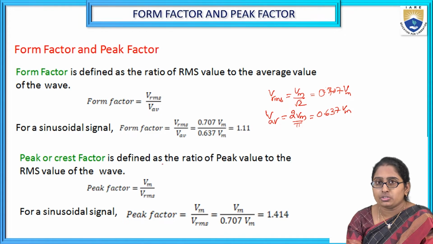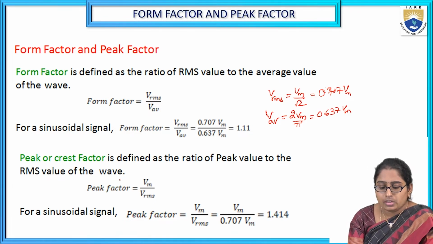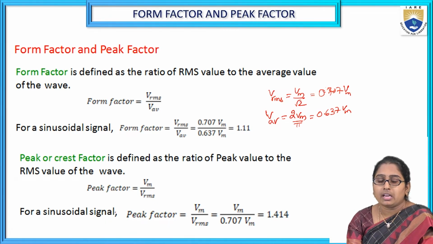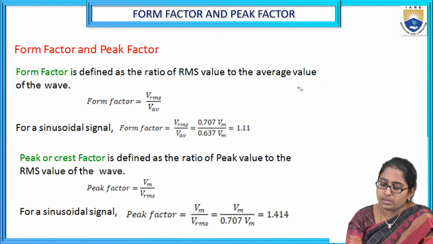It is defined as the ratio of maximum value or peak value to the RMS value of the wave. Mathematically, it is written as peak factor equal to Vm by V RMS. For a sinusoidal signal, calculating the peak factor, Vm by 0.707 Vm, Vm gets cancelled, and this gives 1.414. So that is about the form factor and peak factor.